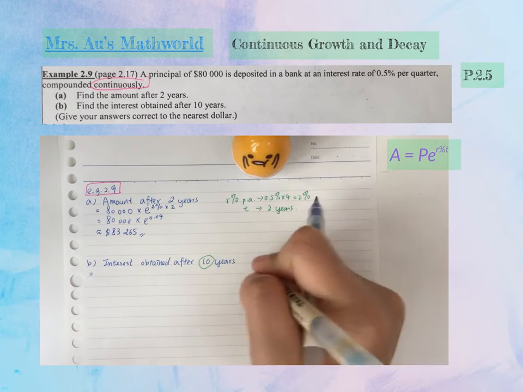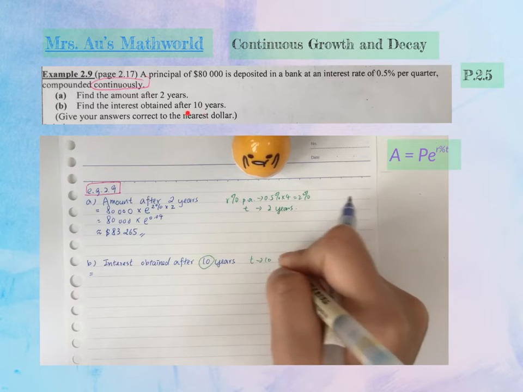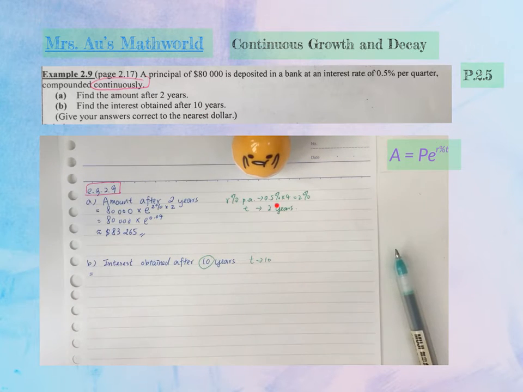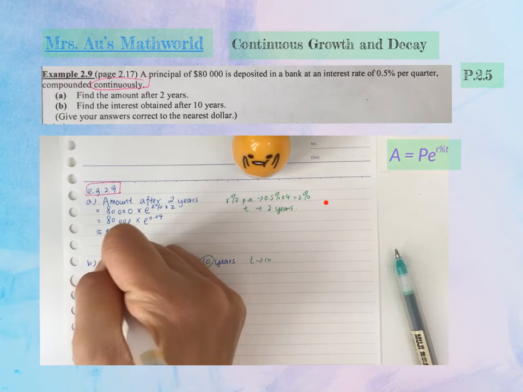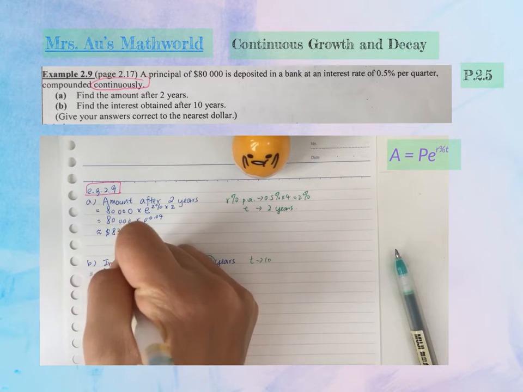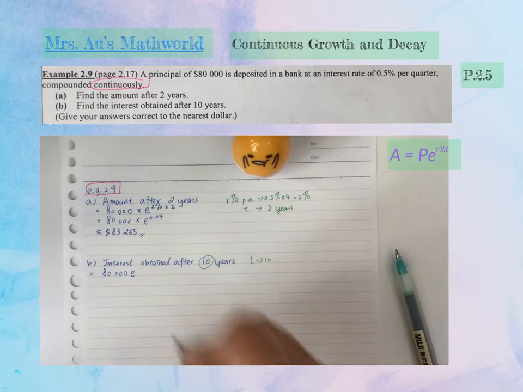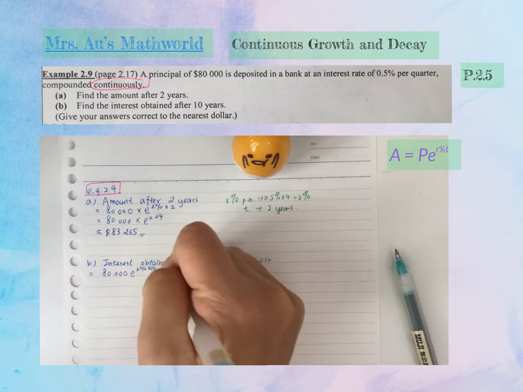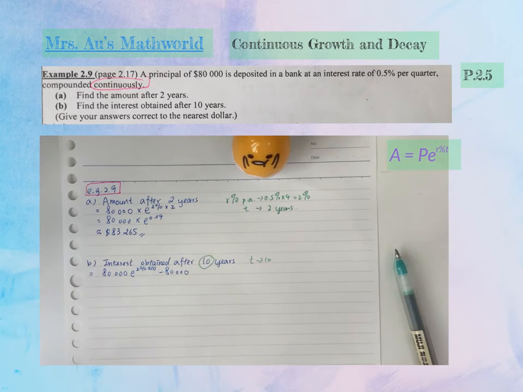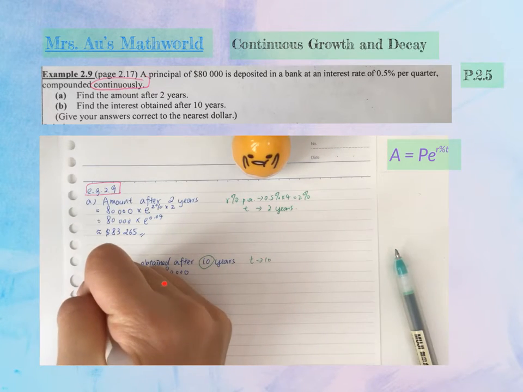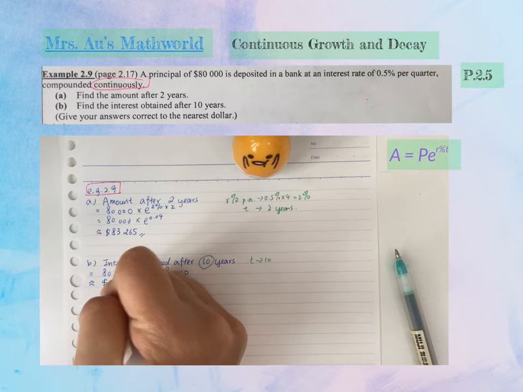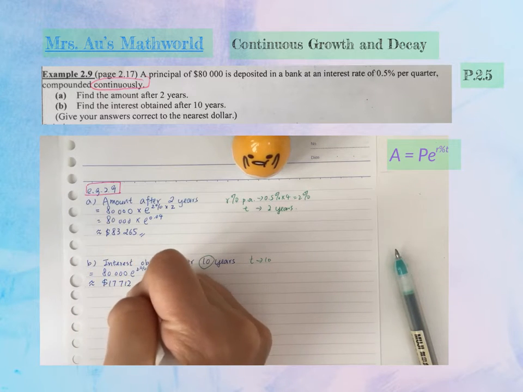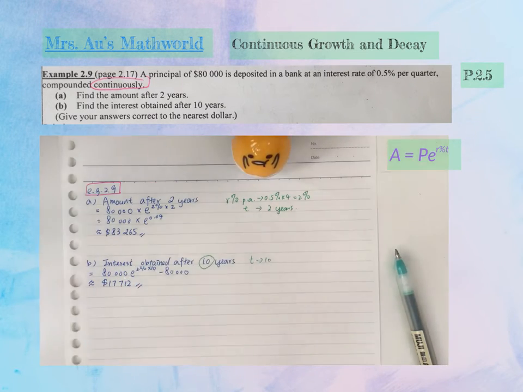So part B, we do it similarly for 10 years. Okay, as the R% per annum is the same, we just copy 2%. But the T, we change it to 10. And don't forget it's interest, so we need to subtract $80,000. And as a result, you will get the interest obtained.